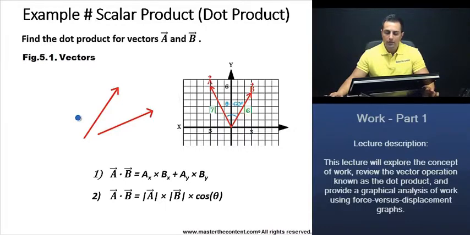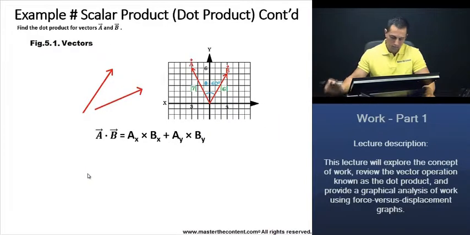Now, there's two ways to actually find the dot product. You can do so through equation 1 or through equation 2. We'll actually go ahead and explore both methods. We'll go ahead and take a look at equation 1 first via the Cartesian coordinate system on the next slide. Okay, great.